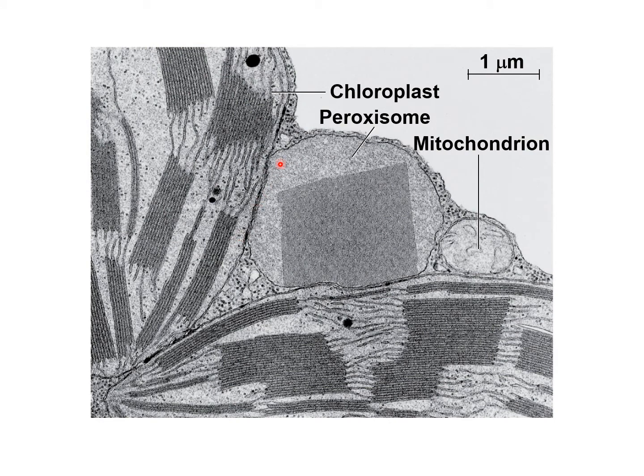And here's a picture of a peroxisome, and it's actually closely associated with this chloroplast, this mitochondria in here. That's because both of these organelles will produce reactive oxygen species that need to be detoxified.